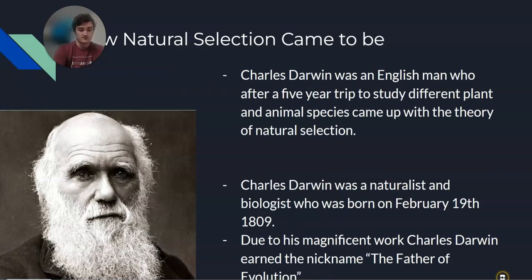Now you may be asking yourself, how did natural selection come to be? Natural selection came to be thanks to this man right here, Charles Darwin. Charles Darwin was an Englishman who, after a 5-year trip to study plants and animals, came up with the theory of natural selection. This changed the course of biology. Charles Darwin was born on February 19th, 1809, and he was a biologist and naturalist. Due to his magnificent work that impacted biology, he earned the nickname of the father of evolution.